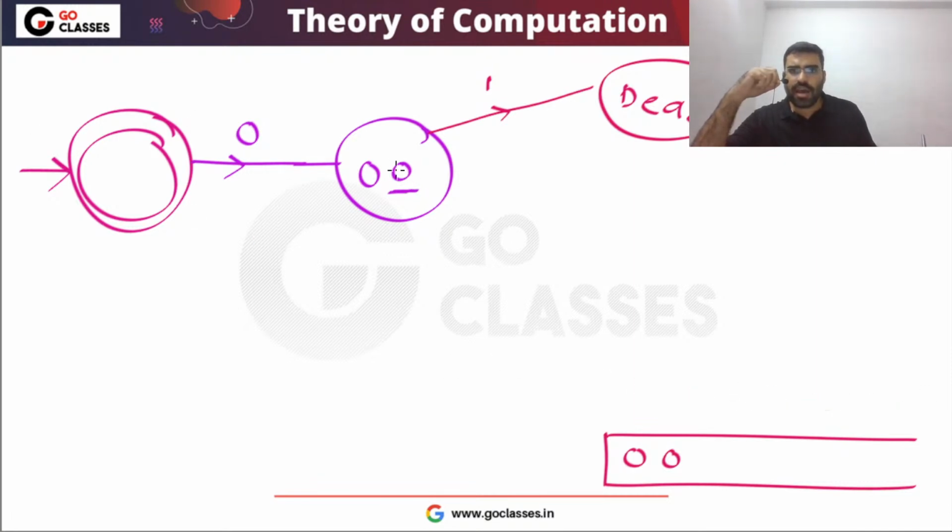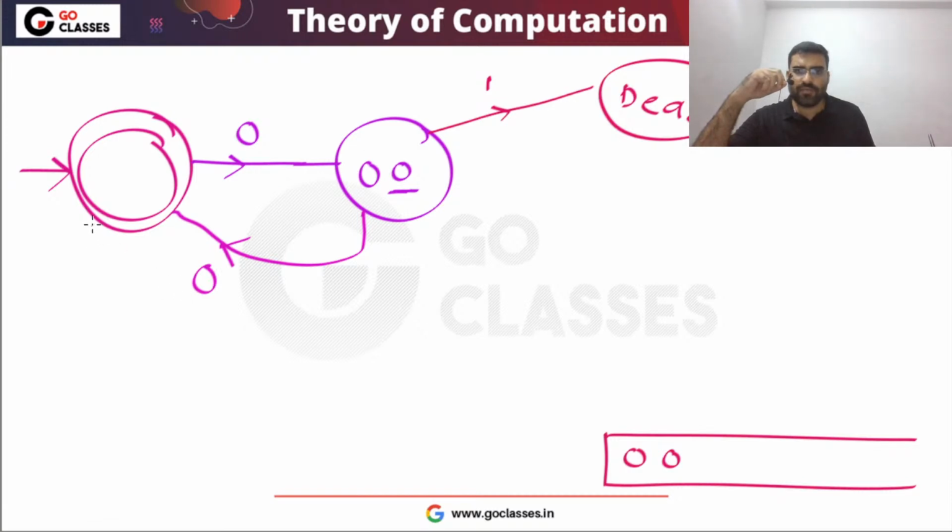Now after 0, if another 0 comes, what should I do? Then I will go to the initial state, because in the initial state everything is perfect. The initial state is saying that so far everything is coming in groups. So if another 0 comes, I will go here.